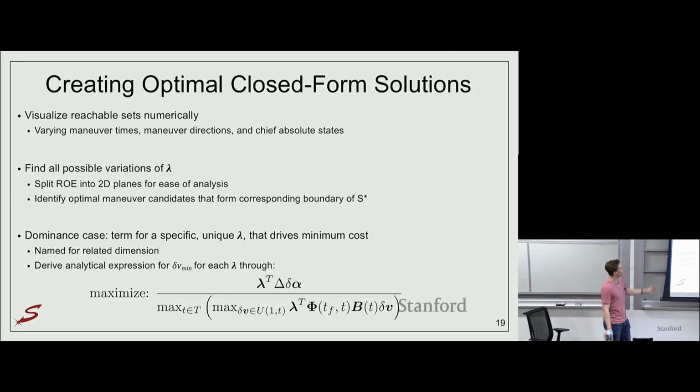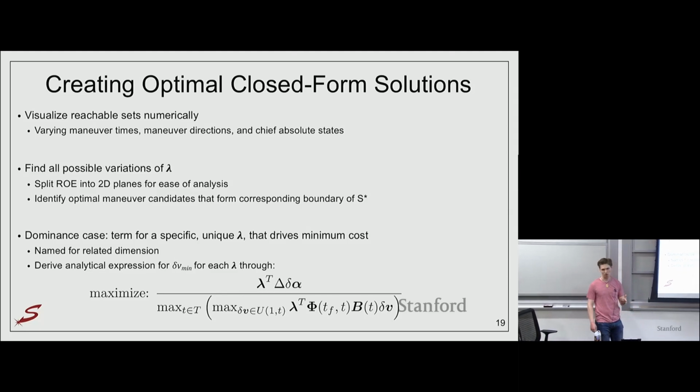And then we're going to find all possible variations of an outward-facing normal of this convex hull. To do this with ROEs, we're going to split the ROEs into 2D planes for ease of visual analysis. Then we can identify visually the optimal maneuver candidates that share the contour that defines lambda. These are the optimal maneuvers for this given contour, and we can refer to these contours as dominance cases. A dominance case is a specific, unique lambda that drives minimum cost, named for the related dimension that's driving the minimum cost of the control problem.